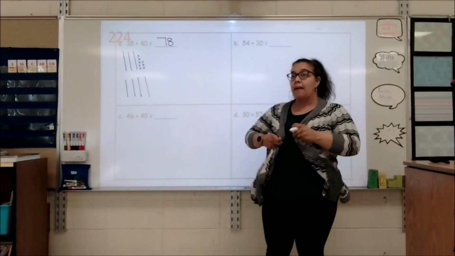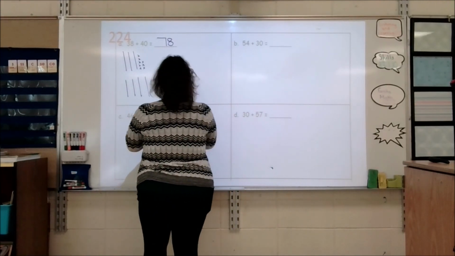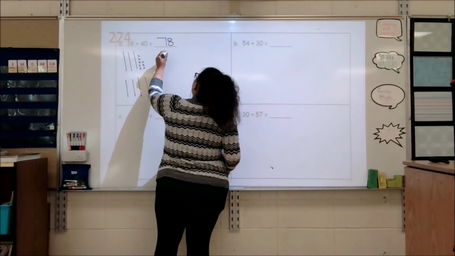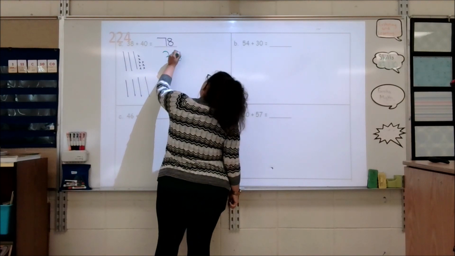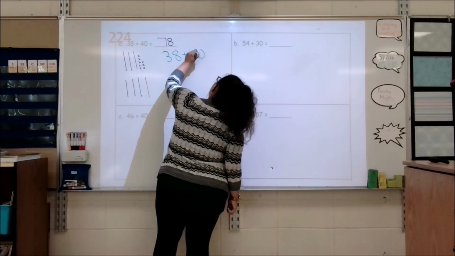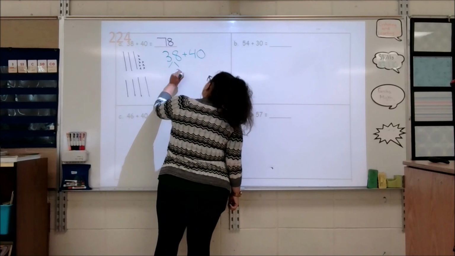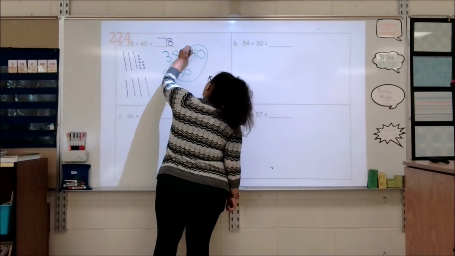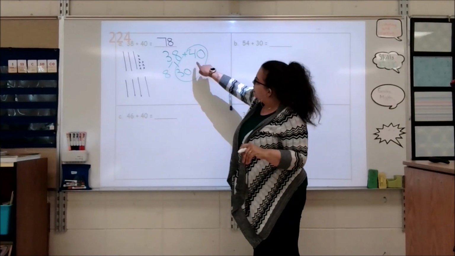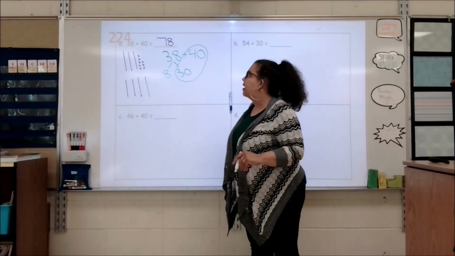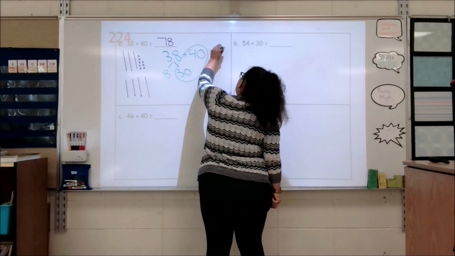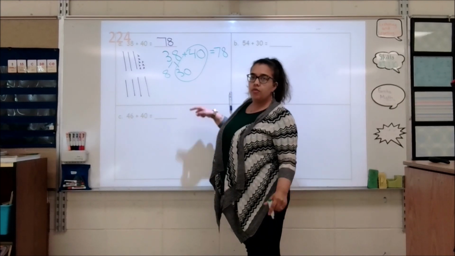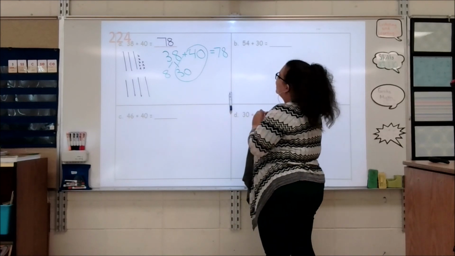Let's do that same thing, but with numbers. So let's have color coding. We'll use green. 38 plus 40. I'm going to do the same thing. I'm going to break this into tens and ones. I'm going to add my tens, and I'm still going to get 4 tens plus 3 tens is 7 tens, and 8 more is still going to give me 78. So, drawing a picture, using a number bond. Number bond, this time we grouped the tens.